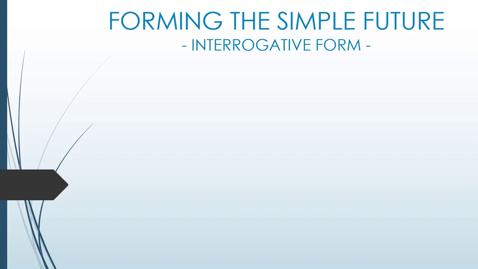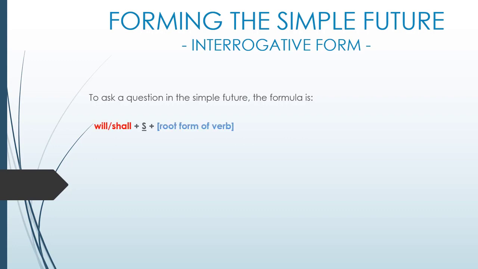What about the interrogative form? To ask a question in the future simple, the formula is will or shall plus subject plus root form of verb, or as we see up until now, in other words, will or shall plus subject plus the infinitive without to.